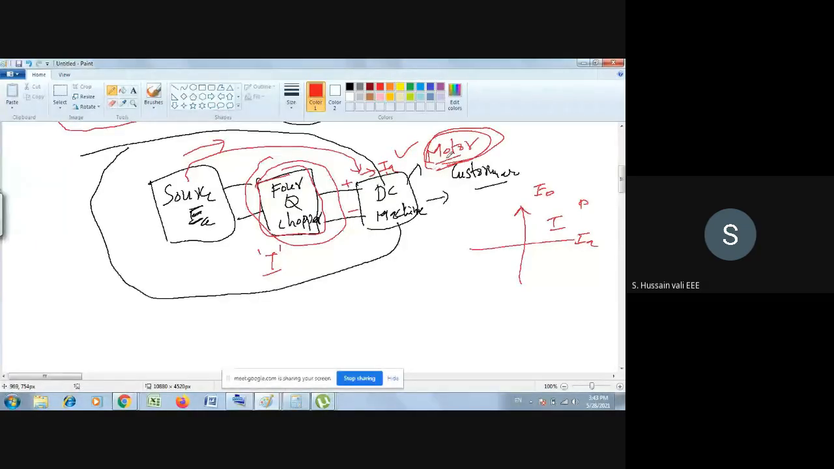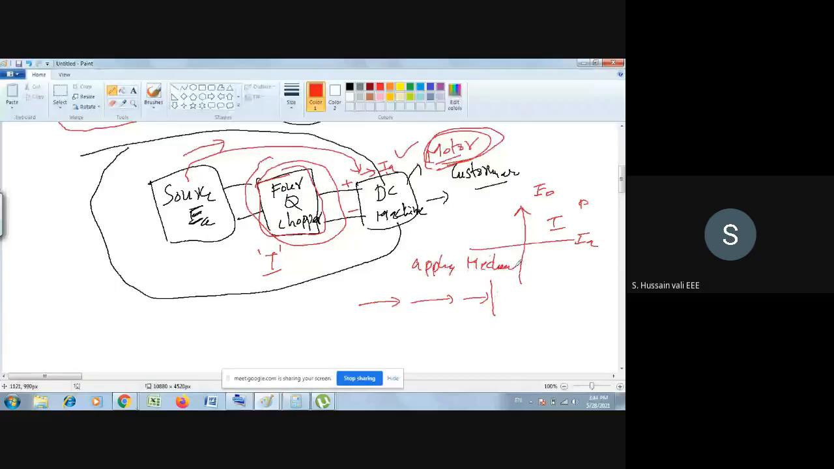Now after some time, you are traveling, and at a certain distance you want to slow down. Say, for example, the customer wants to slow down. When you are driving a four wheeler and you want to slow down, what do you do generally? You apply mechanical brakes.